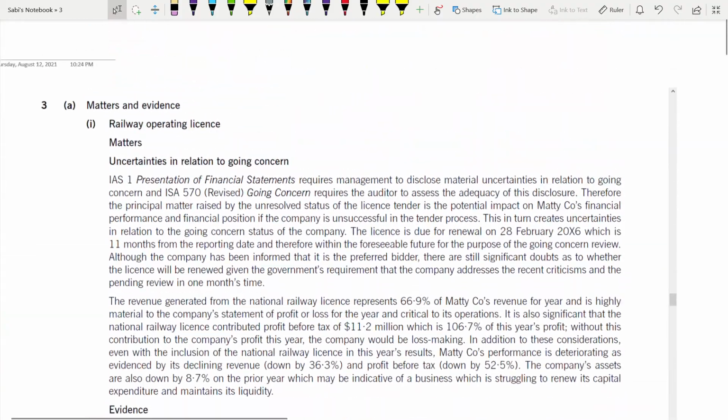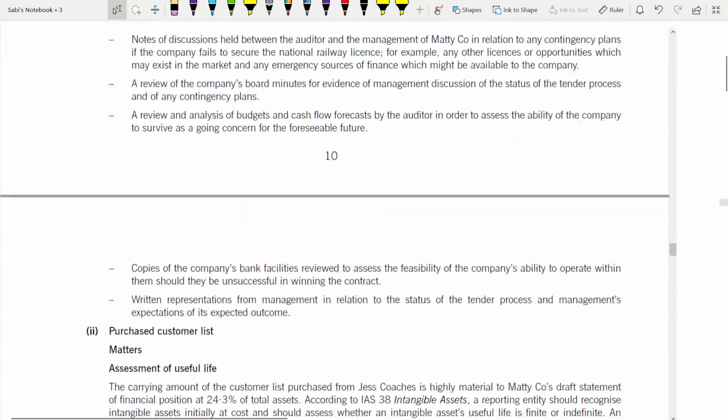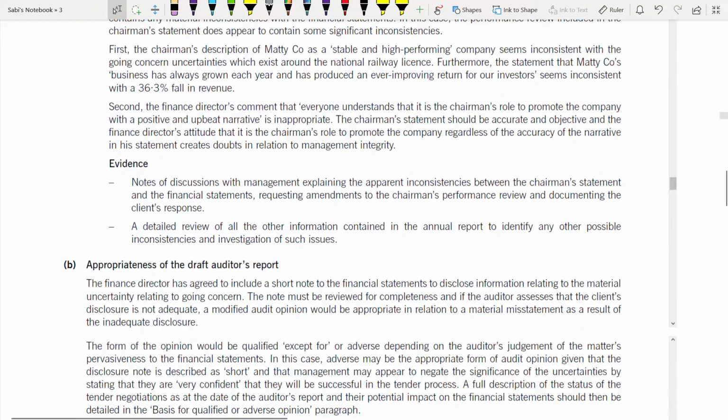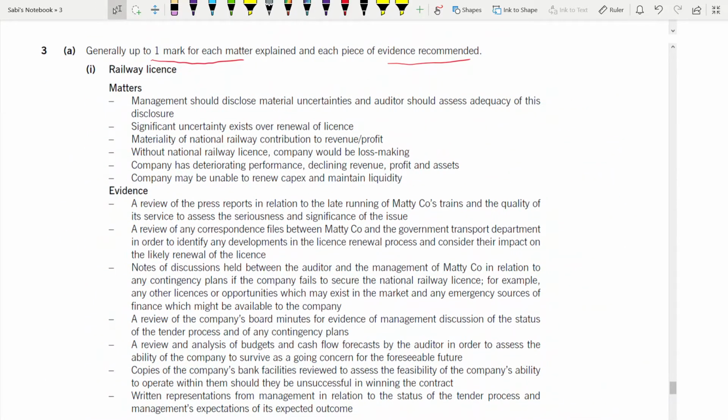Same for the other two also. So before I straight away go to the answer, I will take you to the marking scheme, because the marking scheme will tell you how you led to that answer. When you're planning also, make sure that the point should come in your mind first, because then only you can build up on those points.